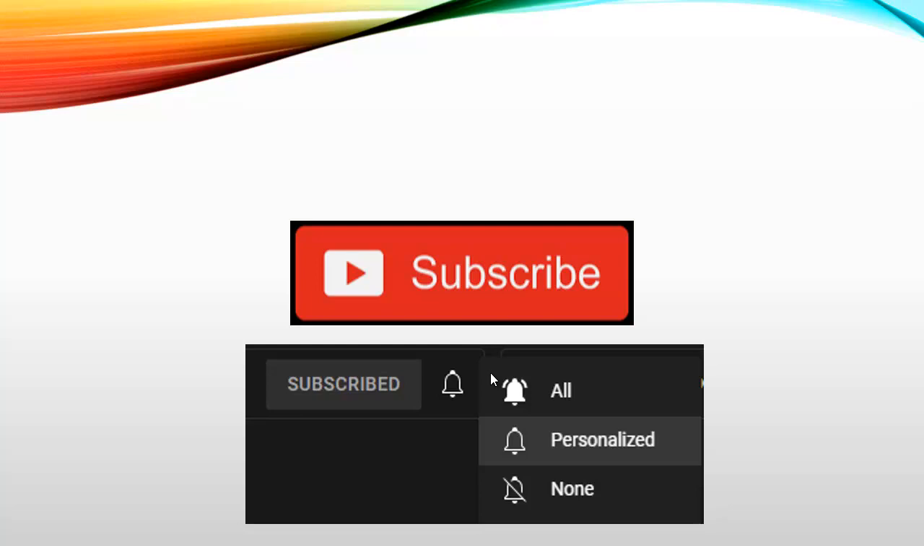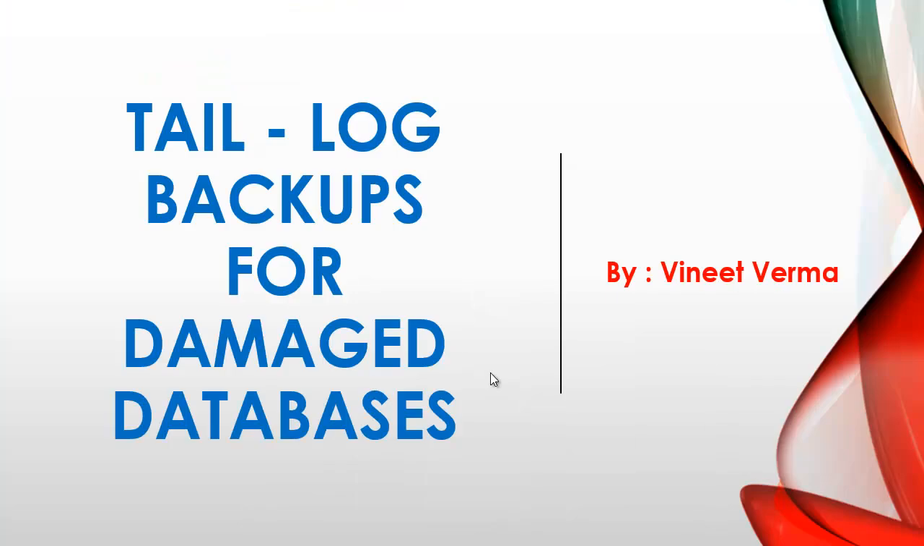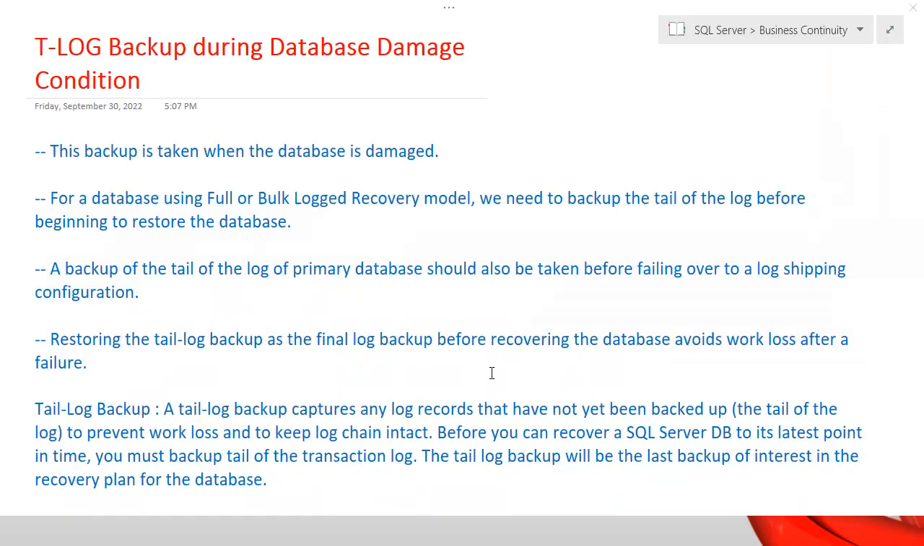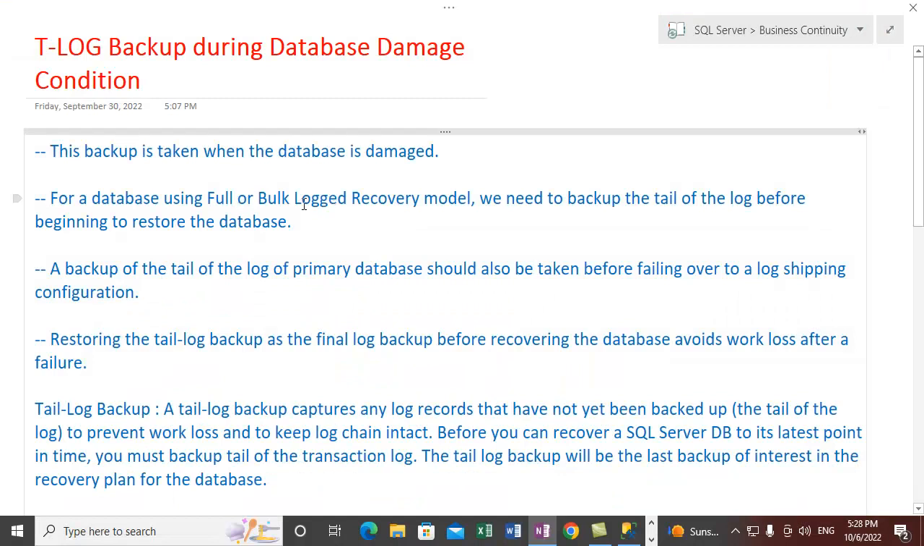Now let's come back to the topic, which is tail log backups for damaged databases. Let's quickly go to notes. So let's discuss some key points. So this backup is taken when the database is damaged. So that is clear. And for a database using the full or bulk logged recovery model, we need to back up the tail of the log before beginning to restore the database. So our database recovery model should be full or bulk logged if we want to take a tail of the log backup before we restore the database.